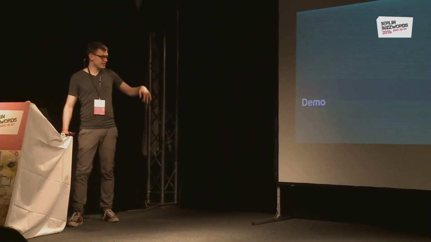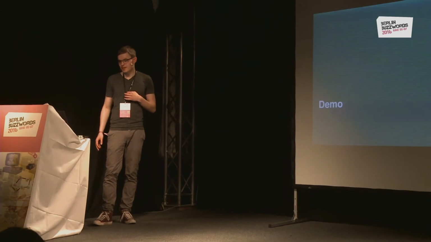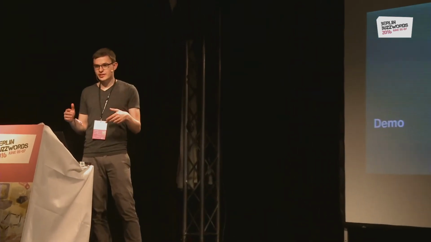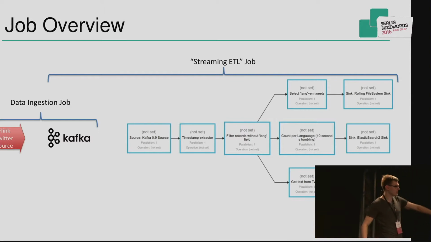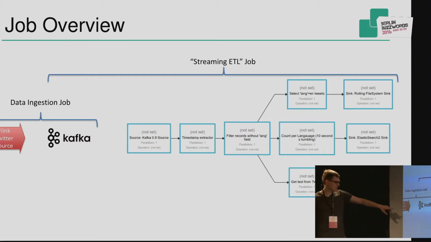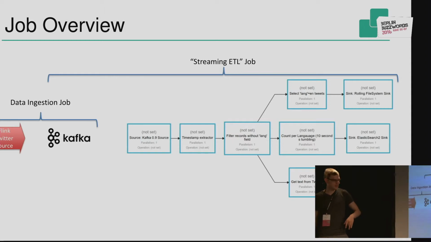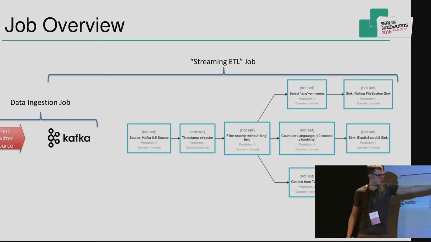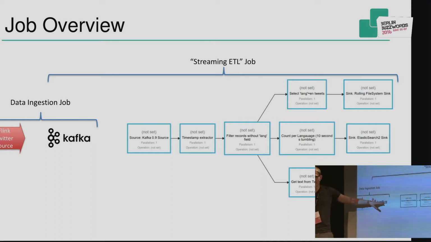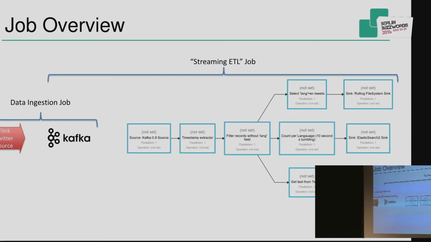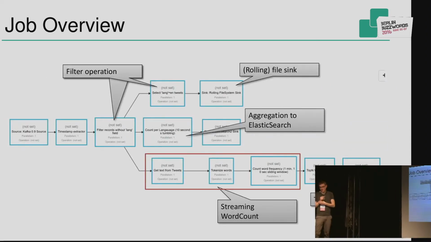So let's turn this into reality. I've prepared a little demo that is also doing this streaming ETL. I've created two jobs, one very small job. This small job says Flink Twitter source. So in Flink, there is a Twitter source which is reading data from Twitter into Kafka. And then there is a second job, the streaming ETL job, which is reading the data from Kafka into this job. So let's have a look at what the job is doing.